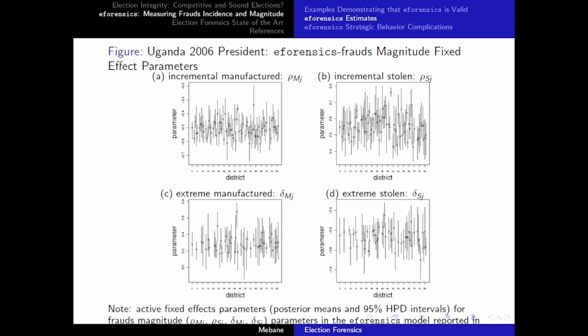To be very brief about it, the key fact is the signs of these fixed effects for the fraud magnitudes, because these are the particular coefficients that determine how big the number of fraudulent votes is. If these are positive, then it is very unlikely that the e-forensics frauds relate not to malevolent distortions, but maybe to strategic behavior.